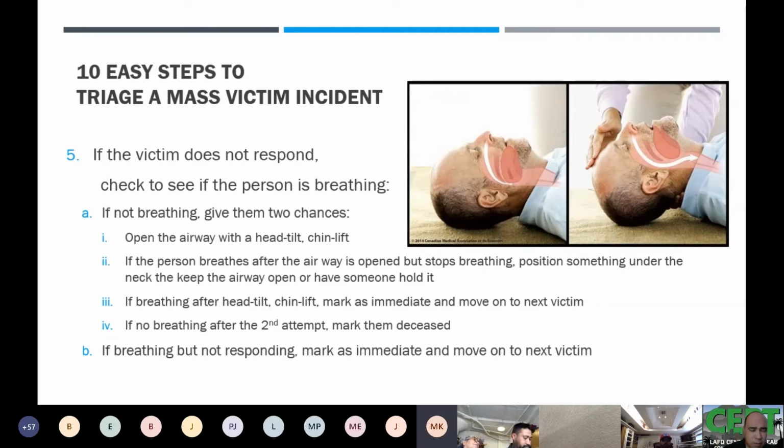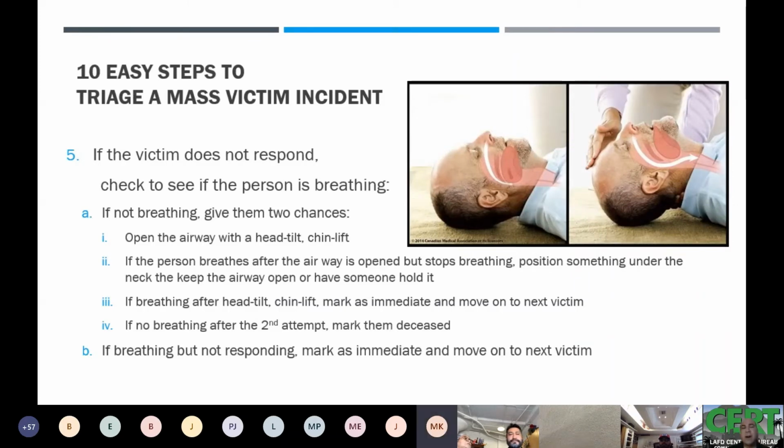Okay, so is that clear? If someone is unconscious but breathing, they are immediate. You do not have to check anything else. Don't pick up their hand and check their capillary refill. Don't try to talk to them, because they didn't respond to you the first time, and see if they can answer questions or do anything. Mark them red, move on.